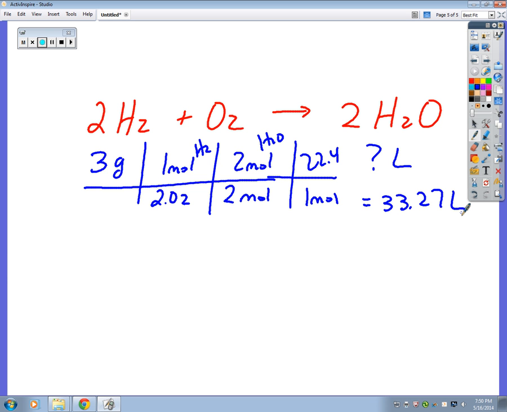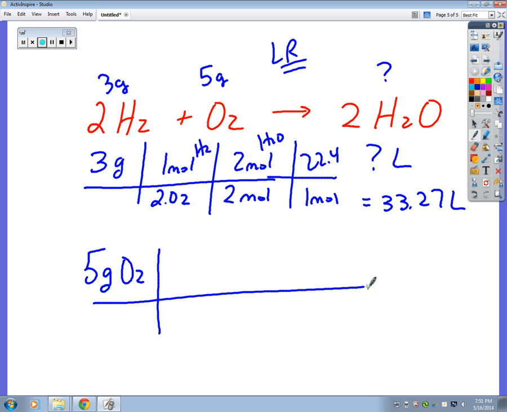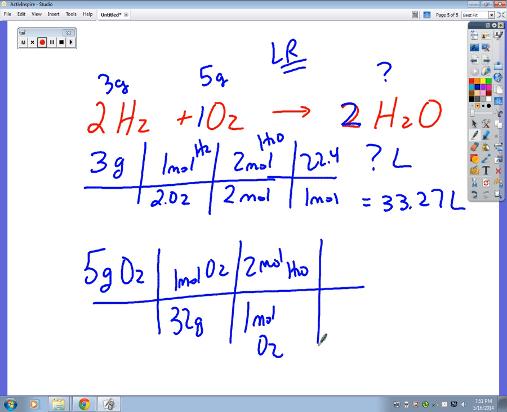Now, what if I had 3 grams of hydrogen, but I also had 5 grams of oxygen, and I wanted to know how much water I can make? This is a limiting reactant. You know that because you have 2 different reactants. So that means you choose stoic problems. So 5 grams of oxygen, 32 grams in a mole for oxygen. And for oxygen in the balanced equation, for every 1 mole of oxygen, I make 2 moles of water. And for every 1 mole of water, I have 22.4 liters. So do your math. 5 divided by 32 times 2 times 22.4 gives you 7 liters.